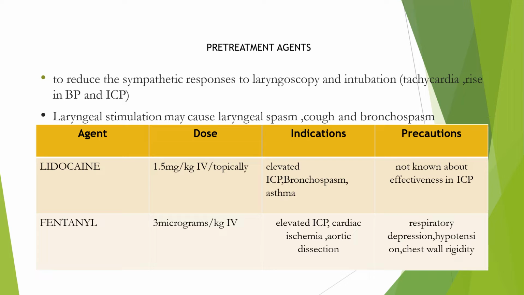Coming to fentanyl, the dose is 3 microgram per kilogram IV. Indications are elevated ICP, cardiac ischemia, aortic dissection. Precautions: respiratory depression, hypotension, and chest wall rigidity.